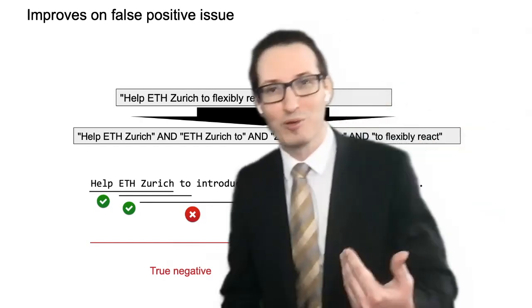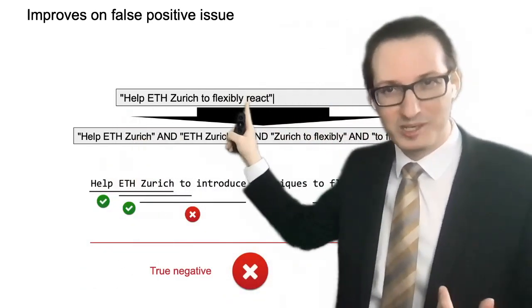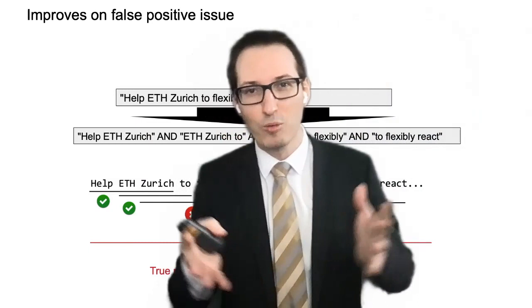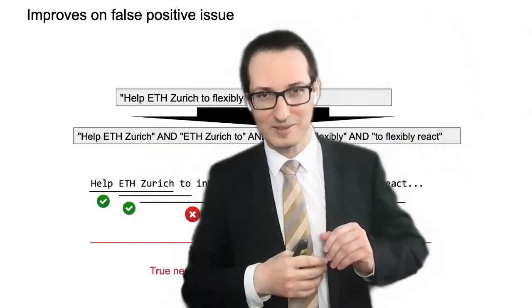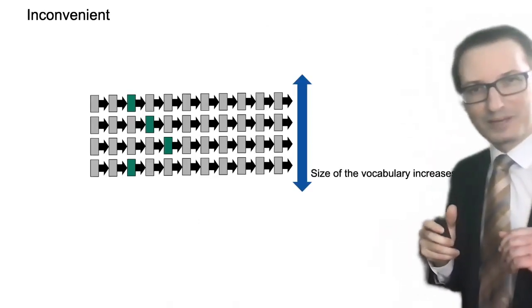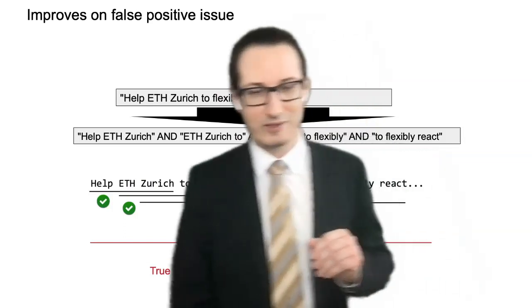Well, we didn't completely solve the problem. We would have to go all the way to a 6-word index to completely solve it, but we have fewer false positives than we had with a byword index. All right? Okay. But there is an inconvenience to building a 6-word index. Do you see it?